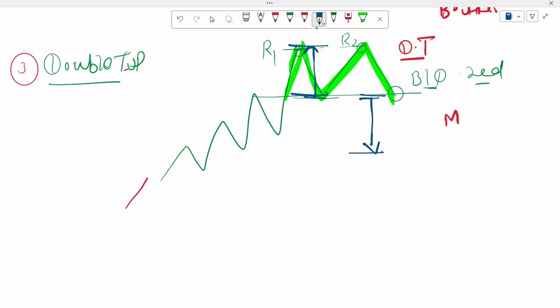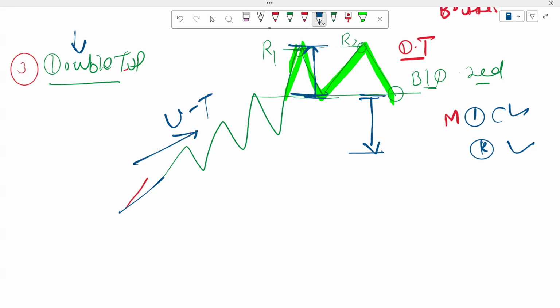Got it? So can anybody tell me this double top pattern can be classified in which family? I told you 4 families: bullish continuation, bearish continuation, reversal, and these patterns. Can anybody tell me is this a continuation or reversal pattern? Firstly, continuation or reversal? Bullish. Yeah. Continuation. No, this is not a continuation, because this is an uptrend.